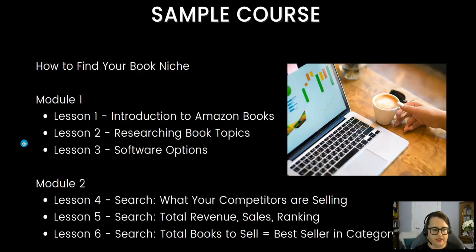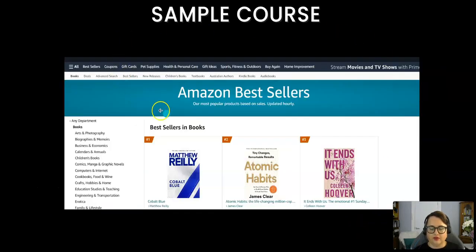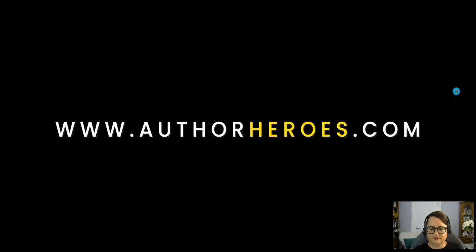So, back for a second. The book, start again. This course is about how to find your book niche. I'm going to show you an introduction to Amazon books. I'm going to show you researching book topics, software options that you can use to do your research, and lesson 4 will be what your competitors are selling. Lesson 5 will be total revenue, sales ranking. Lesson 6, total books to sell to get bestseller. And I'm focusing on the Amazon bestsellers here.